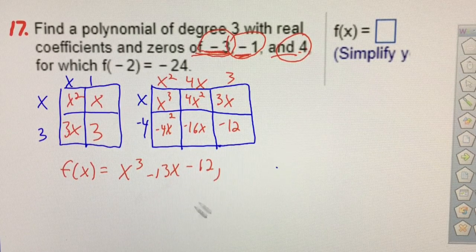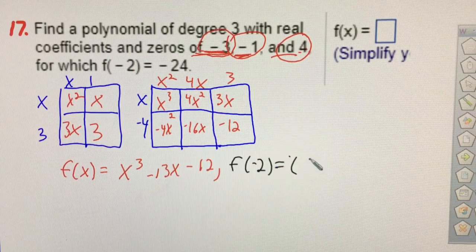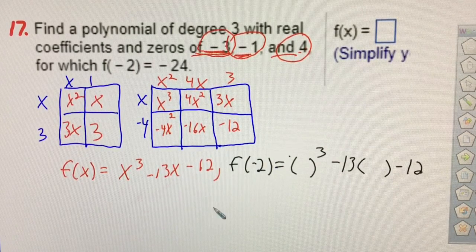I'm expected to find f of negative 2, and it's supposed to equal negative 24. So let me throw a negative 2 into these guts. So that's going to be equal parentheses cubed minus 13 parentheses minus 12. I'm going to throw the negative 2 in here and see what happens. That's going to give me negative 8. That's going to give me 26. And that's going to give me minus 12. 26 minus 12 is 14.